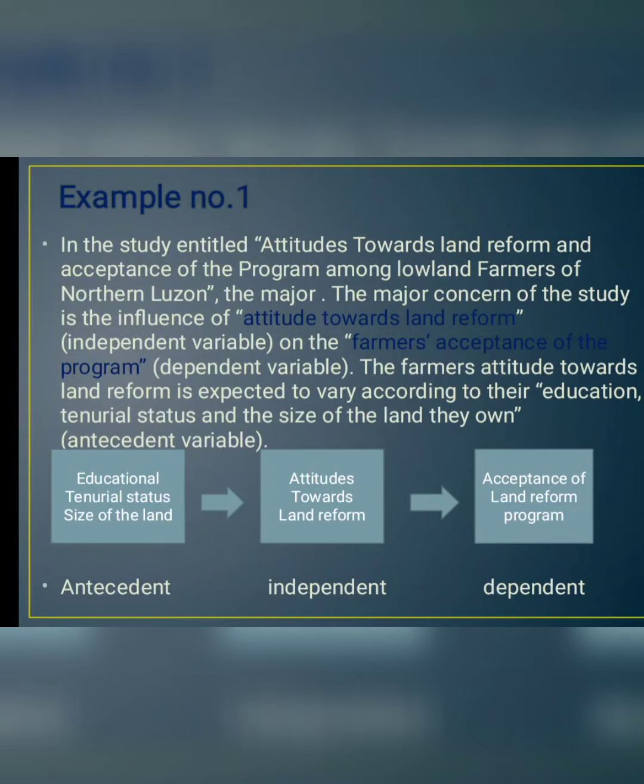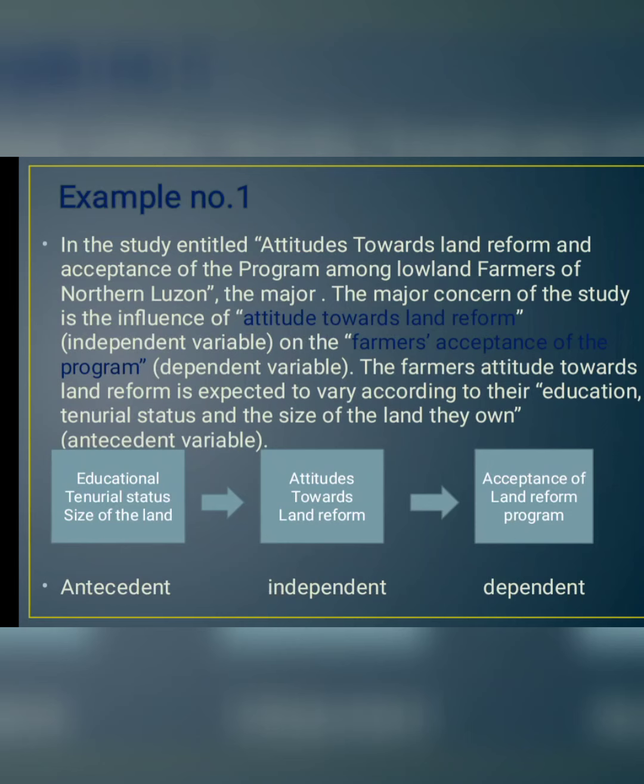In the study entitled Attitude Towards Land Reform and Acceptance of the Program Among Lowland Farmers of Northern Luzon, the major concern of the study is the influence of attitudes toward land reform, the independent variable, and the farmers' acceptance of the program, the dependent variable. The farmers' attitude towards land reform is expected to vary according to their education, tenurial status, and size of the land they own, or the antecedent variables.